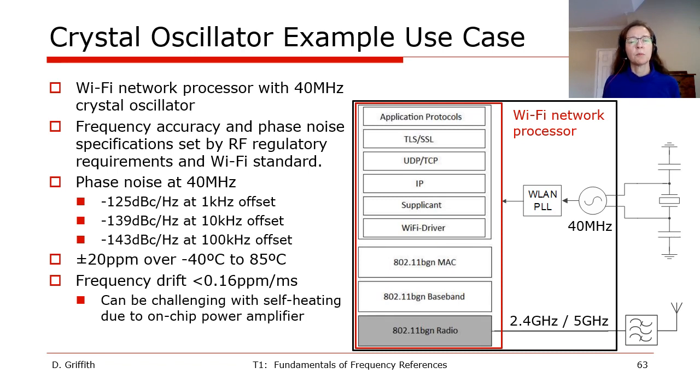First, the phase noise needs to be below minus 125 dBc/Hz at 1 kilohertz offset and falling to minus 143 dBc/Hz at 100 kilohertz offset. The frequency needs to be accurate to better than plus or minus 20 ppm over the operating temperature range. And finally, the frequency drift needs to be less than 0.16 parts per million per millisecond. This last specification is challenging for a crystal oscillator when there's an on-chip power amplifier due to self-heating. So this is an example of where a more stable oscillator might be needed, which is what we're going to talk about in the next section.